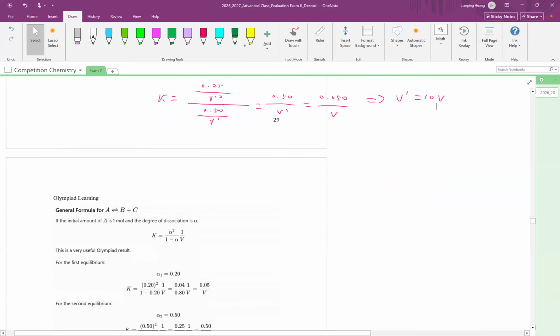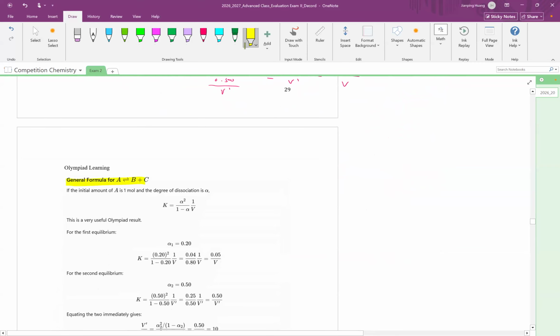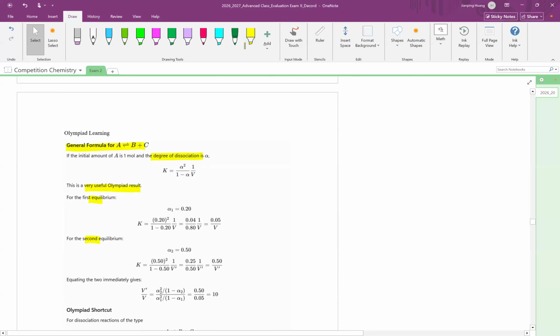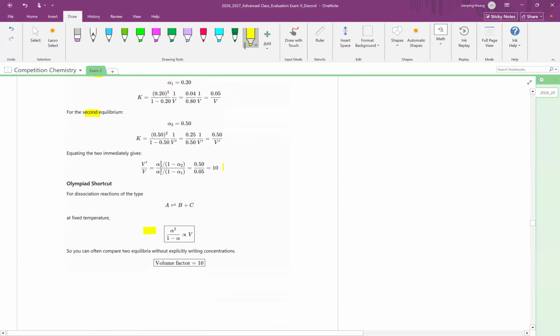See what's here. This is very important. Use the degree of decomposition alpha. Very useful for Olympiad results. In the first equilibrium, in the second equilibrium, you get it. Look at the shortcut, that's the shortcut. If you remember the class, I do not know how many of you remember, I'm not sure. Last year, in the advanced class, we did a similar question.